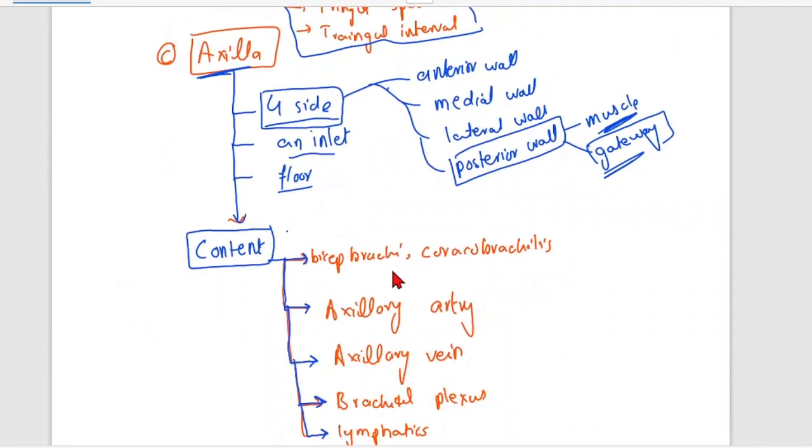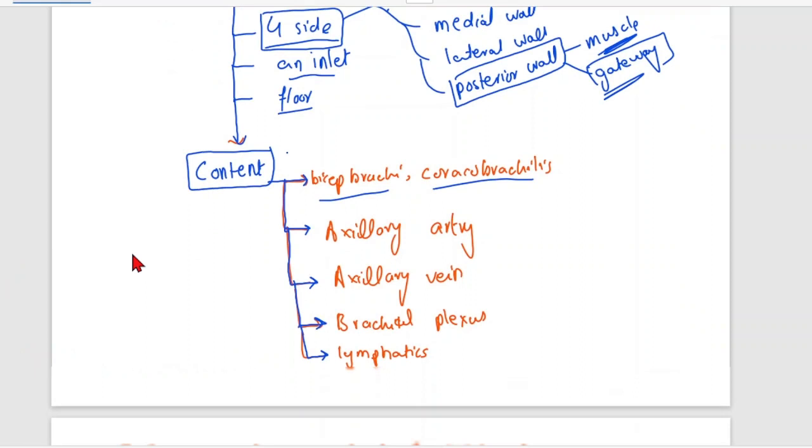Another is the content of the axilla. The content of the axilla is biceps brachii and coracobrachialis. Another thing is the axillary artery, axillary vein, brachial plexus, and lymphatics. The axillary artery has different branches, three branches. We will explain it in the axilla.